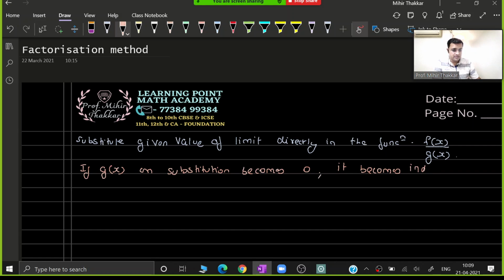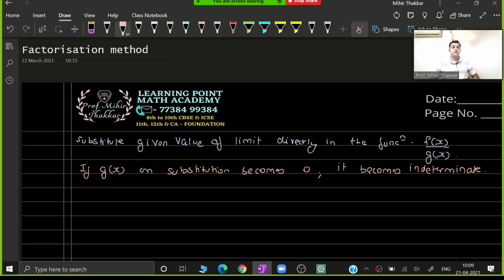Now when we say it becomes 0, it means that it becomes something called indeterminate. I had told you in the last lecture about this indeterminate function. A function is said to be an indeterminate function if the denominator of that function or of that element becomes 0, because division by 0 is not defined. Therefore, if the denominator becomes 0, that function is called an indeterminate function.